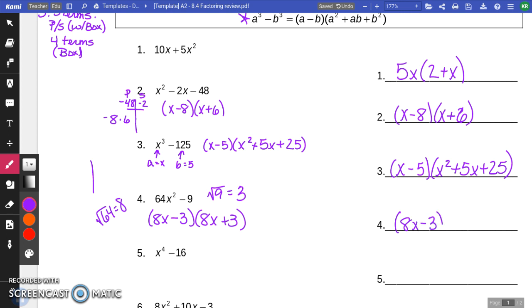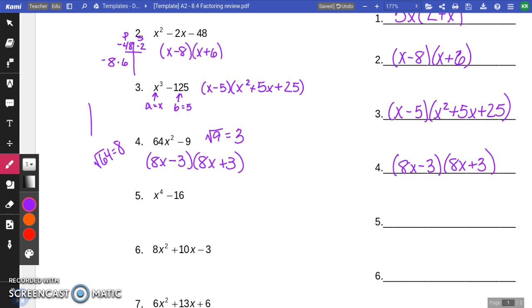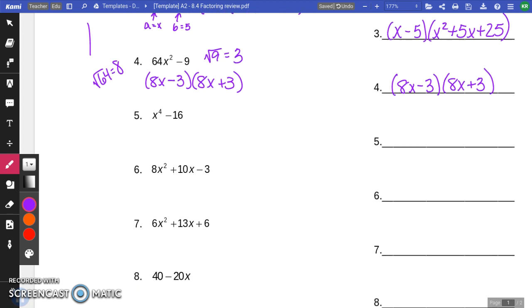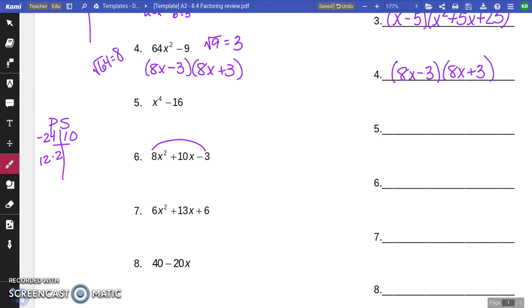Now, if you didn't recognize that right off, or you're not real confident using that pattern, you can always do a product sum table with a box. So we'll do one of those next. If you look at number 6, it's a trinomial. So first thing, is there a common monomial factor? No. So next thing, product sum table. On this one, for the product we have to go 8 times the negative 3, so we need a negative 24, to add to be the 10. This is going to be 12 and 2. The 2 will be negative.